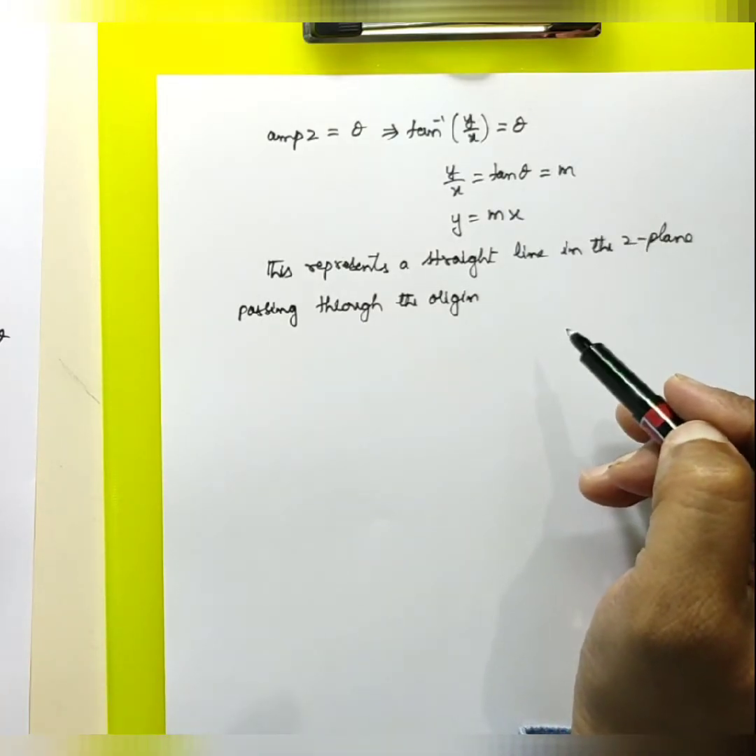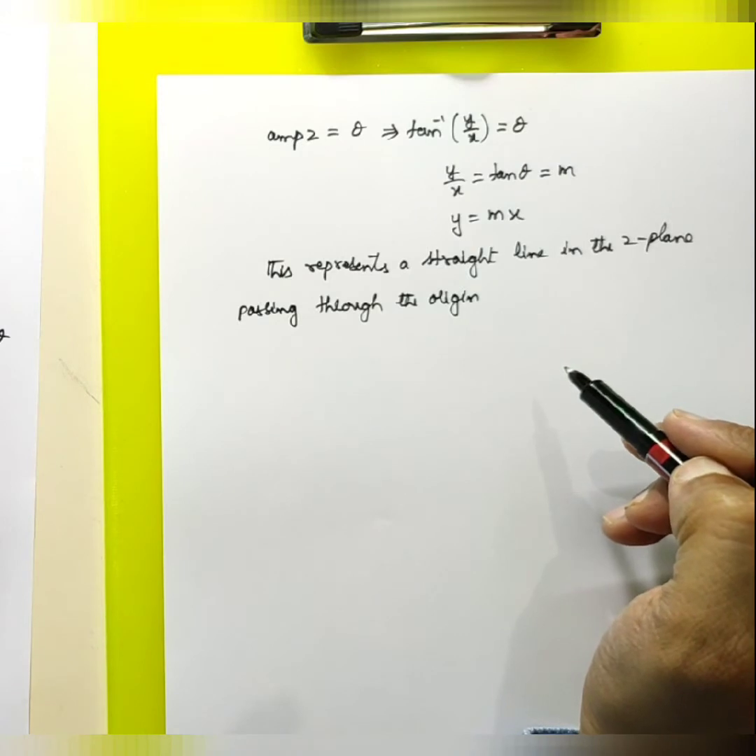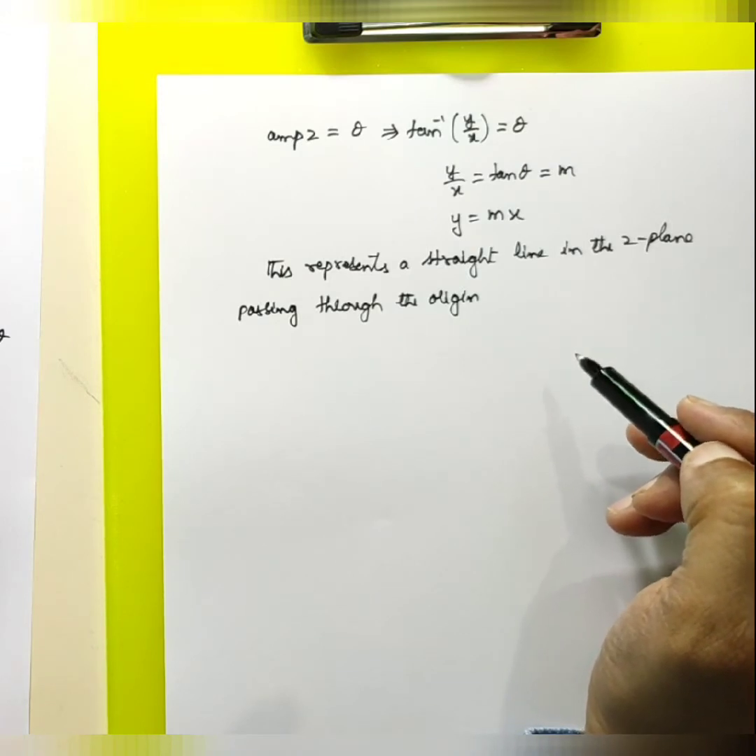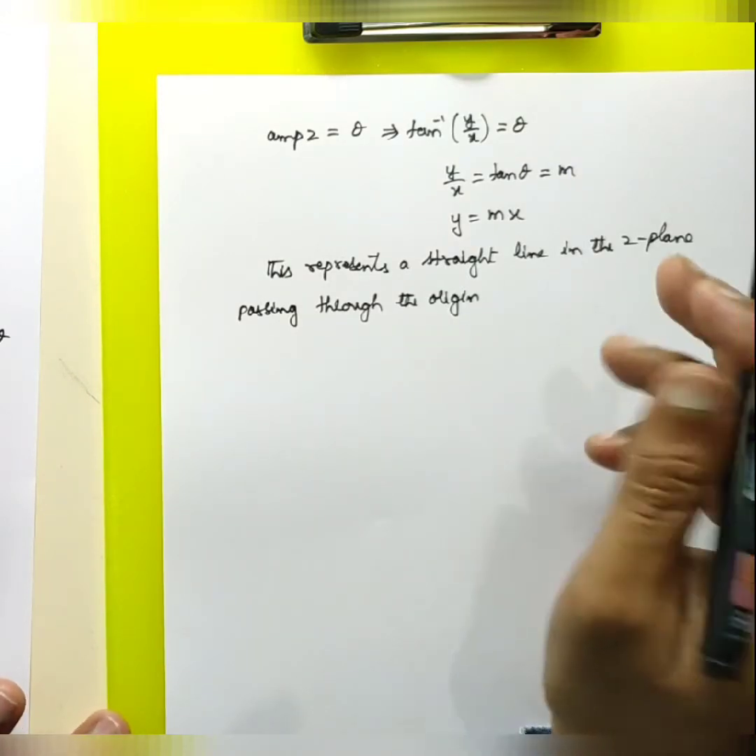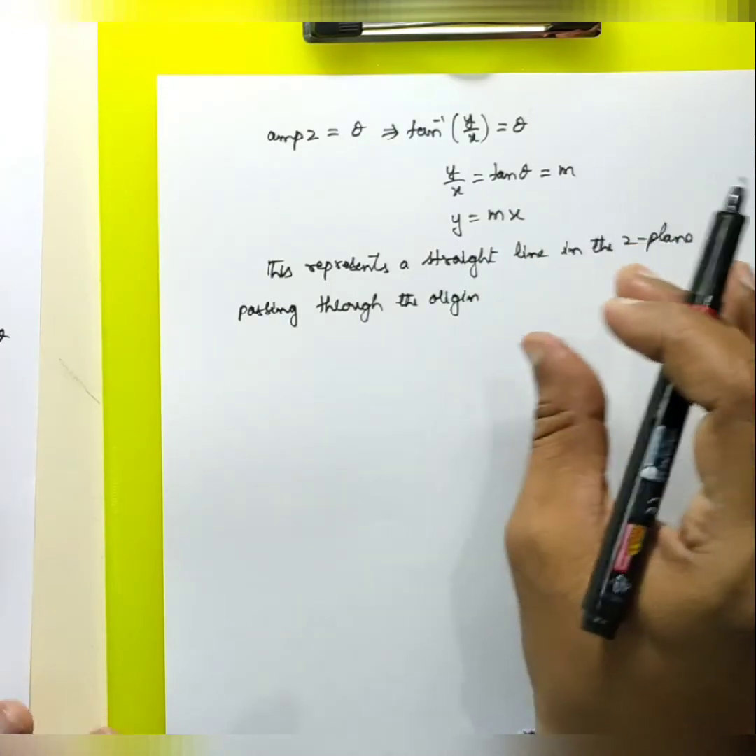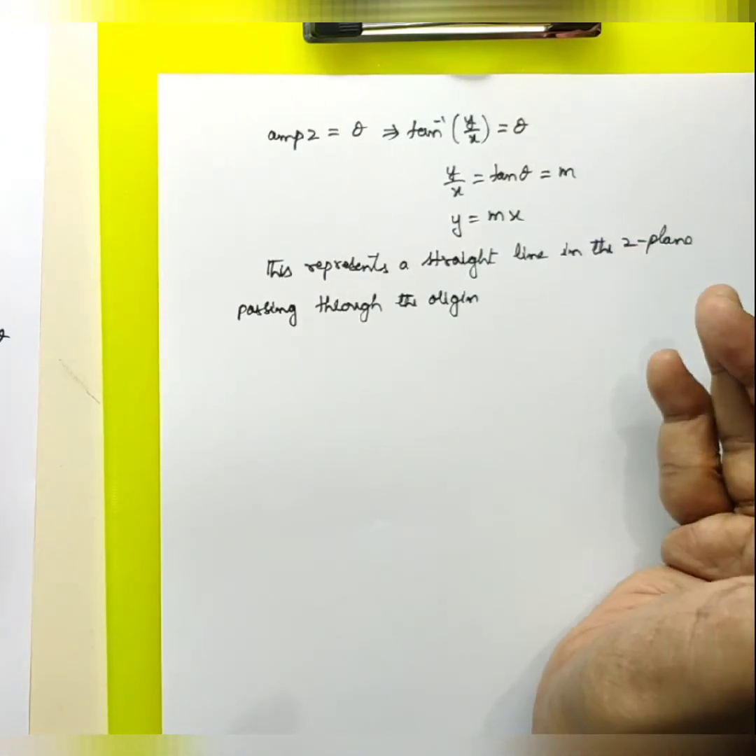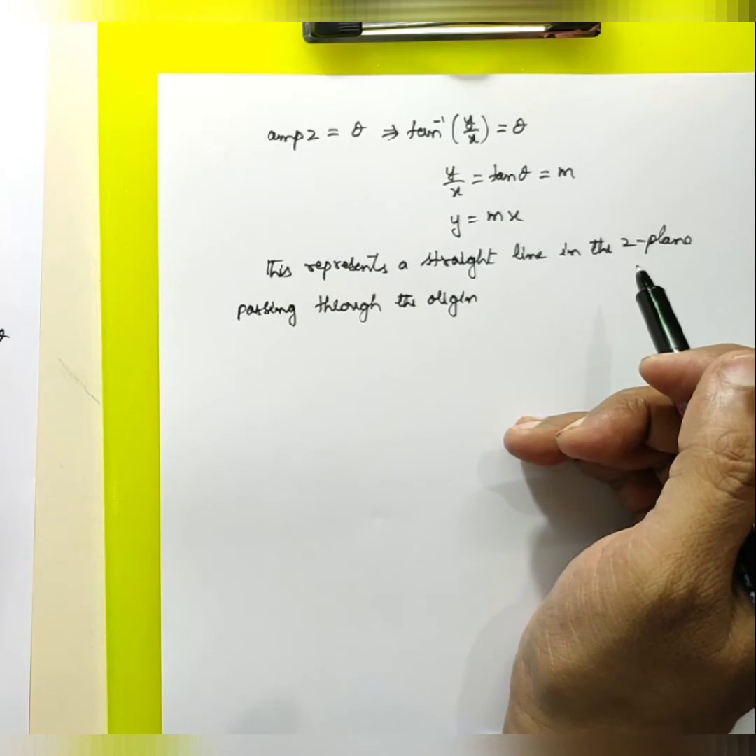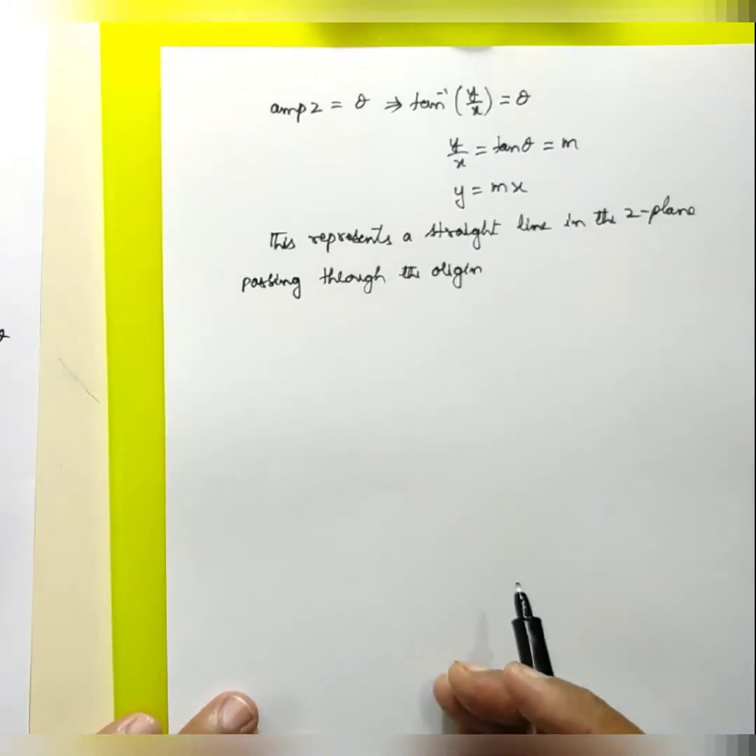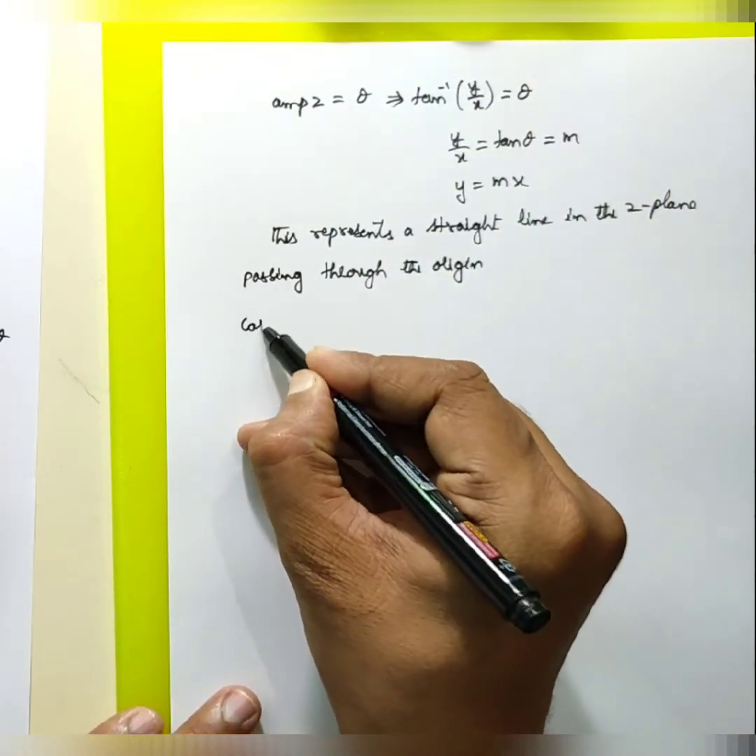So you got both the curves in the z plane. One is the equation of the circle, another one is the straight line. Now we have to check how the circle and straight line will map in the w plane. So let us go for different cases over here. We'll start with case number 1.